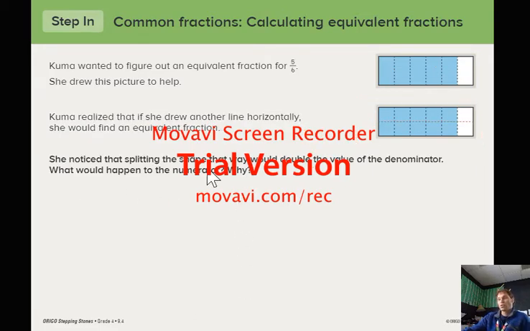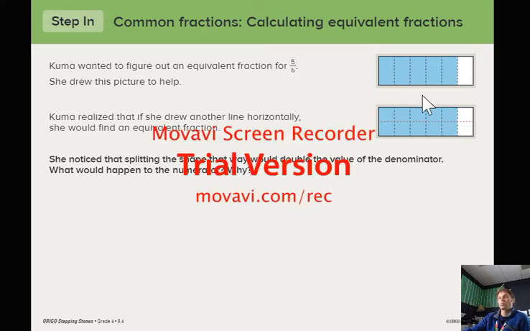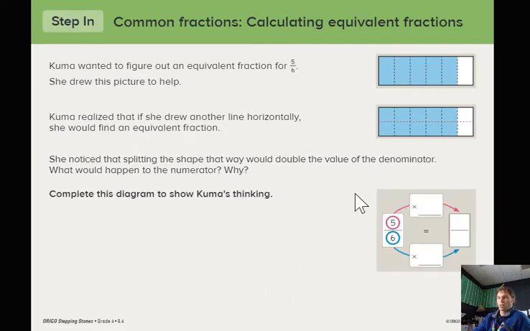So she noticed that dividing the shape that way would double the value of the denominator. Right? The denominator was 6 here. My bad. And they doubled it, and it was 12. And we also doubled the value of the numerator, correct? This is what happened to it. Doubled it. That's important to know, because as we're going into this, whatever you do to the numerator, you have to do to the denominator. Whatever you do to the denominator, you need to do to the numerator. And that's something that we need to keep thinking about.